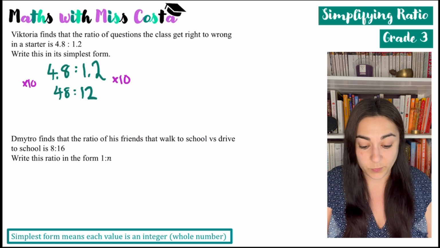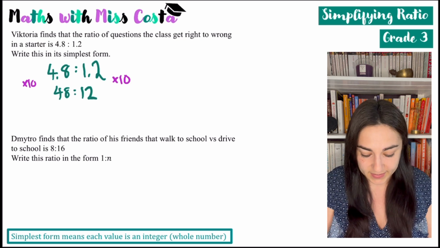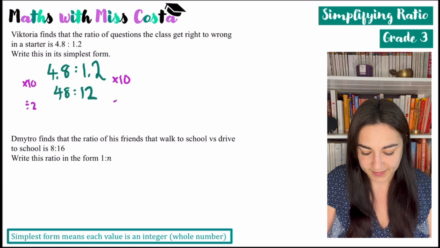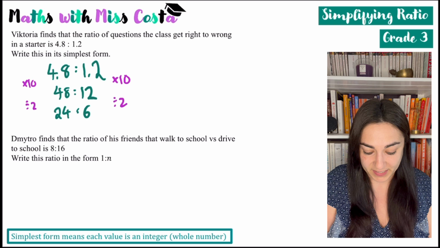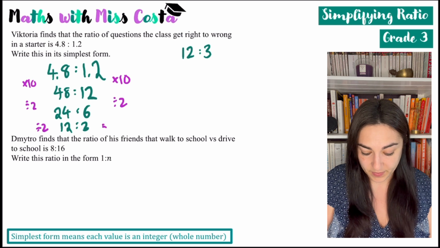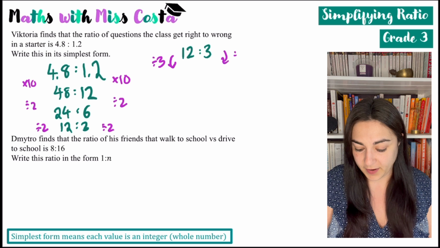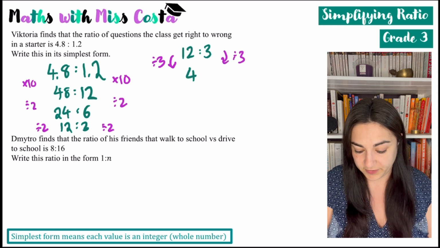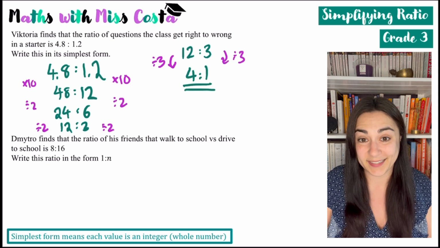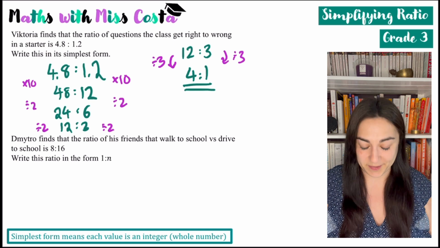So in order to simplify ratio, all you do is you divide both sides by the same number. So let's divide by 2. If I divide both sides by 2, I'd end up with 24 to 6. I could divide by 2 again, so that would be 12 to 3. And once I get to 12 to 3, what can I divide both sides by? Well, something that fits into both would be 3. So if I divide both sides by 3, I end up with the ratio 4 to 1. Okay, so in its simplest form means they both have to be integers, whole numbers, and also simplified fully.